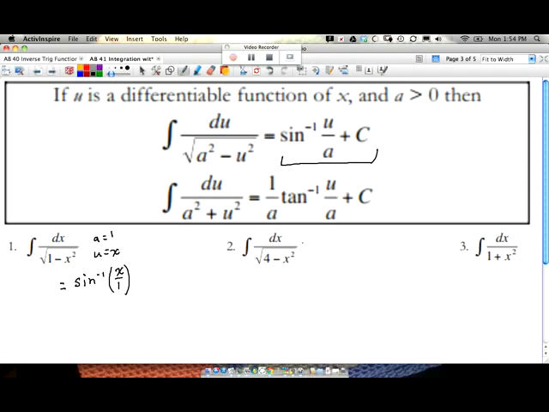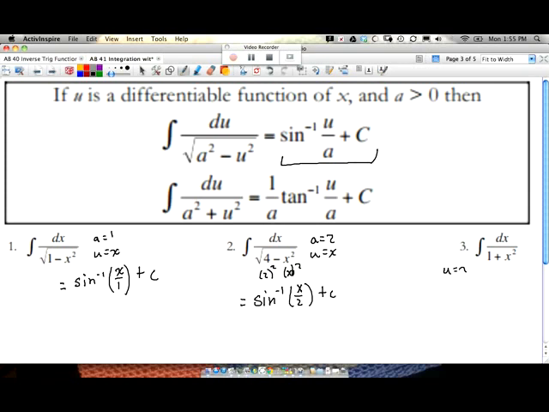This next one is very similar, but keep in mind that this 4 is really 2 squared, and then this is just x, of course, squared. So really, we see a equals 2 and u equals x. So now when we're looking at the second one, it would become sine inverse of x over 2 plus c. Forgot the plus c for the first one. It's probably yelling at the screen. But there we go.